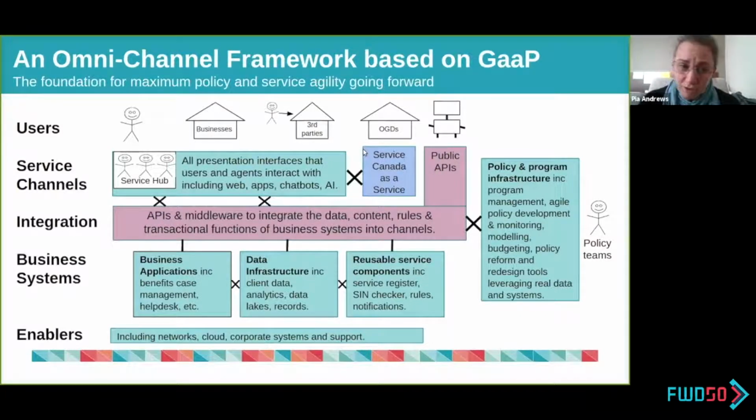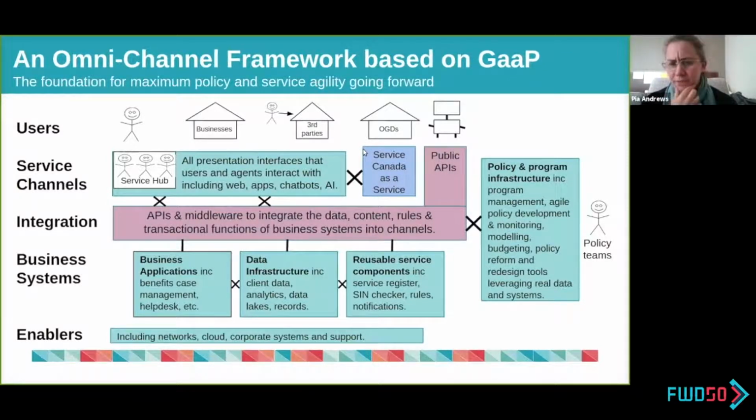Then you have an integration layer below that, so that all of your business functions, your data infrastructure, your reusable service components are available to all of your different service delivery interfaces. Now you're starting to get something which is quite powerful, quite scalable, getting a consistency and continuity of the substance across all of your different channels and across all of your different user experiences, but you're not having any duplication of, and therefore potential for misalignment of, any of your fundamental systems.